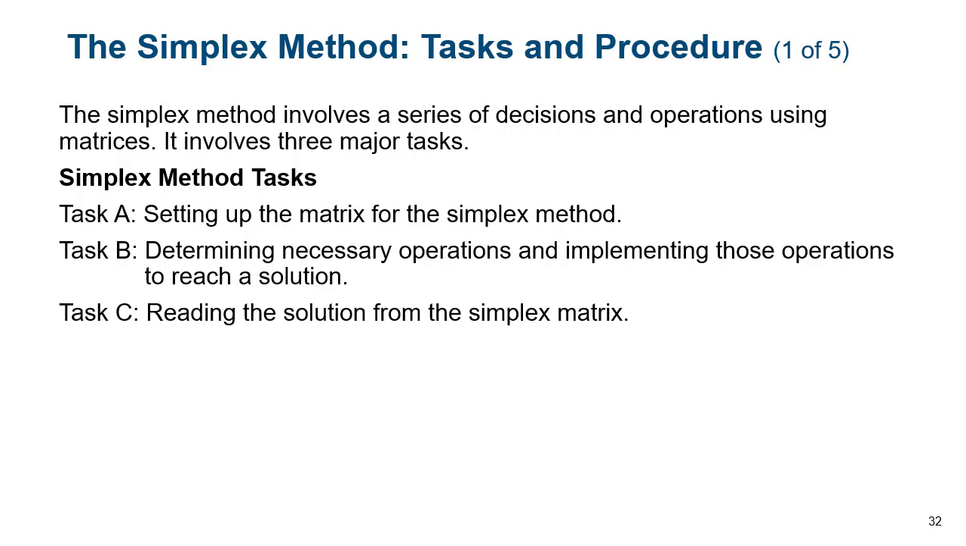Task B is basically a fancy way of saying do all the manipulations to get the matrix in the right form where everything is reduced as far as it can go. And then task C is, from that result, figure out how much of each variable is being used and which ones are 0, etc., etc., etc.